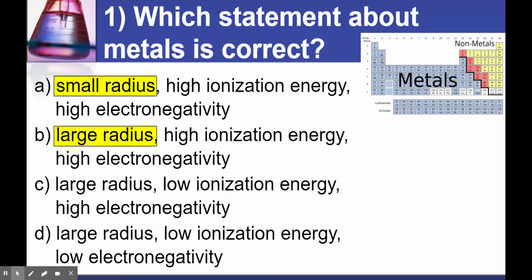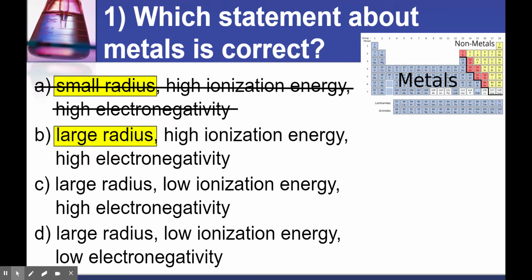The first thing I notice when I look at these answers is that they're the same kind of structure throughout. A and B are different because one says small radius and one says large radius. If I think about metals compared to other things on the periodic table, metals are over on that left-hand side, and they tend not to have such a strong force of attraction. Because of that, they're going to have a large radius compared to other atoms. So we're going to keep everything with large radius.